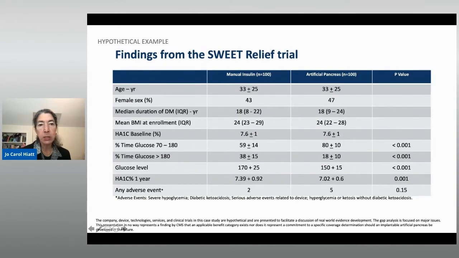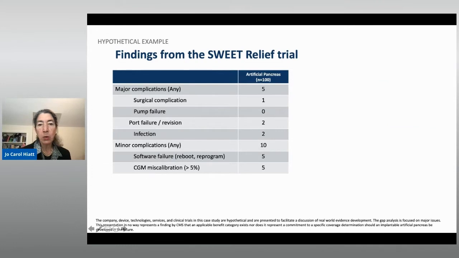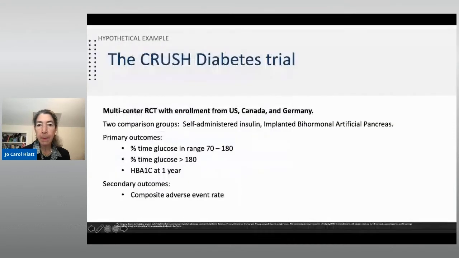Next. So the major complications, there was one surgical. Minor complications were the majority of the problems, with the requirement to reboot or a calibration error. Next. And this is the other trial that was submitted for FDA consideration, a multi-center trial, international, not just US, and some similar results. We'll go to the next slide.